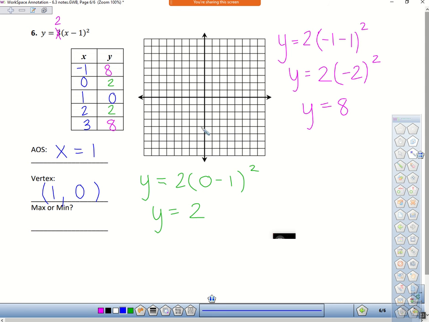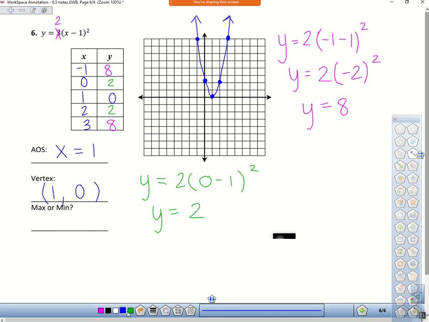Yes. Okay, now we're going to plot them. Plot negative 1, 8. So negative 1, 1, 2, 3, 4, 5, 6, 7, 8. Very top, good. 0, 2. 1, 0. 2, 2. And 3, 8. We plot it.